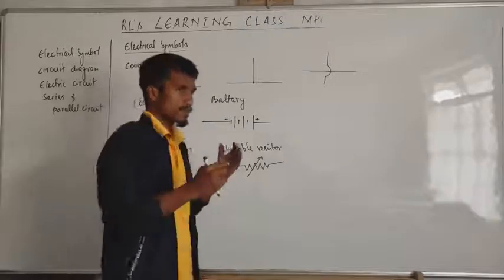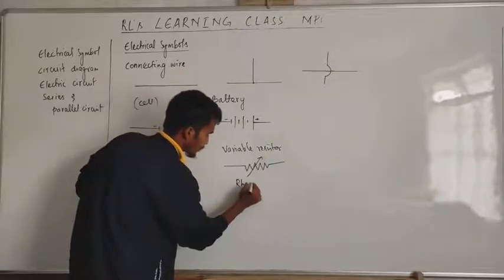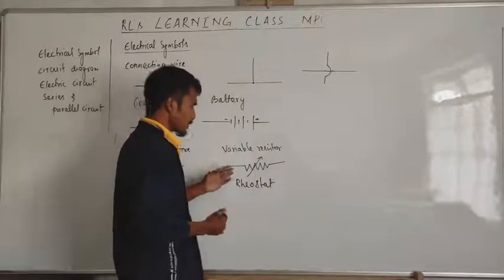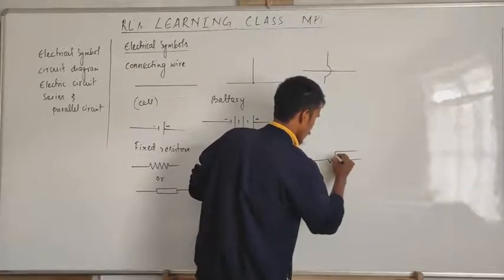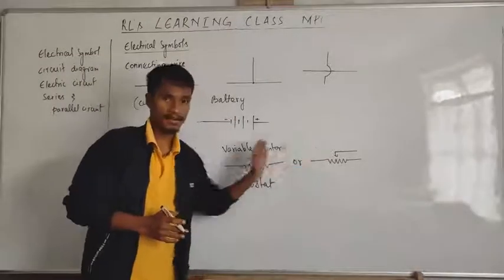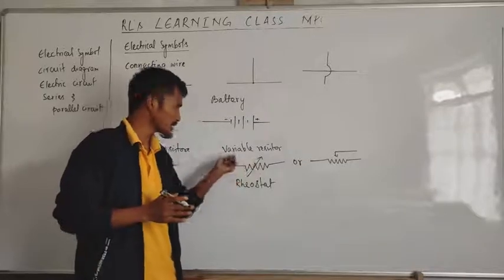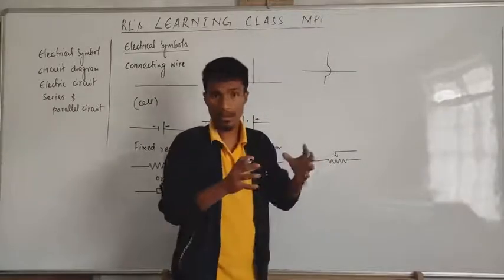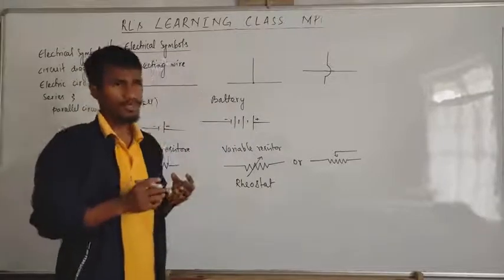This variable resistor is sometimes called a rheostat. Sometimes called a rheostat. The symbol for this is sometimes drawn like this. Okay. Now don't confuse what this is and what this is. Now listen, I will say: if you see a circuit diagram where this symbol is there, then it means a variable resistor. Or if you see this also, it is a variable resistor. Both of these we can call a rheostat. And what is this rheostat?